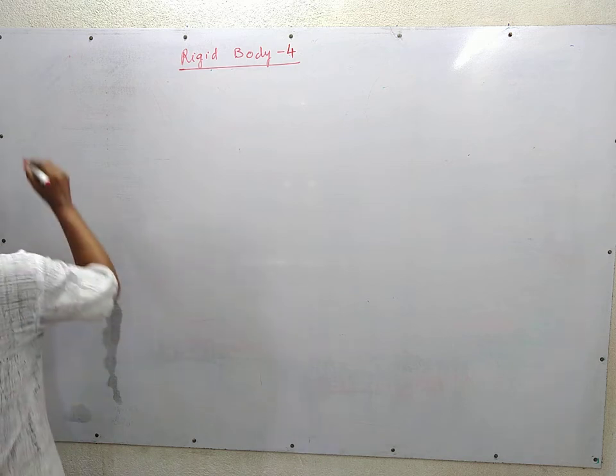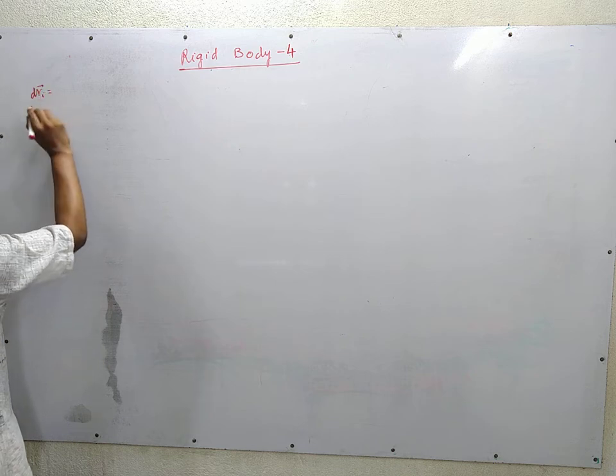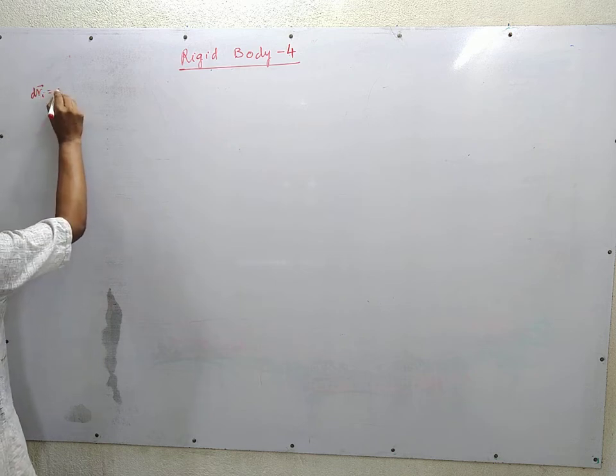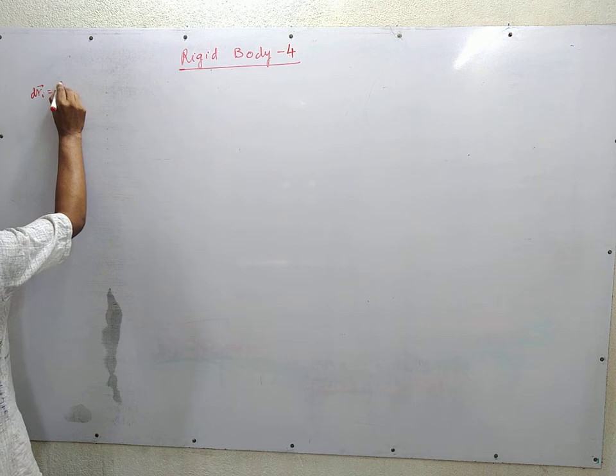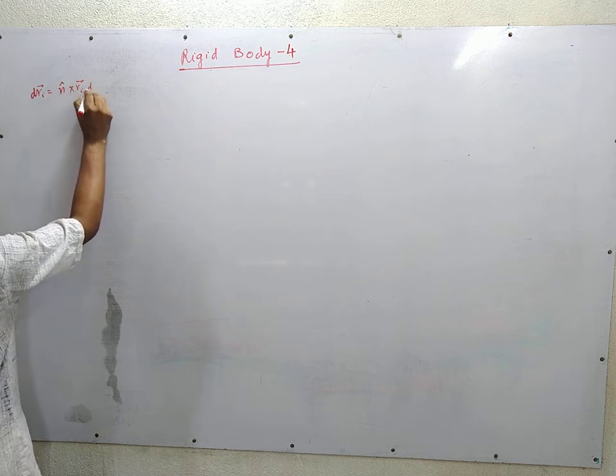This is the fourth lecture on rigid body dynamics. In the earlier class, we obtained a relation between linear and angular kinetics. That is, we obtained that the displacement of the ith particle, when the rigid body as a whole is rotated by an angle theta, d theta, is governed by this.